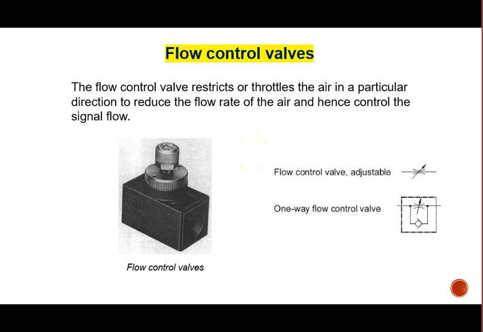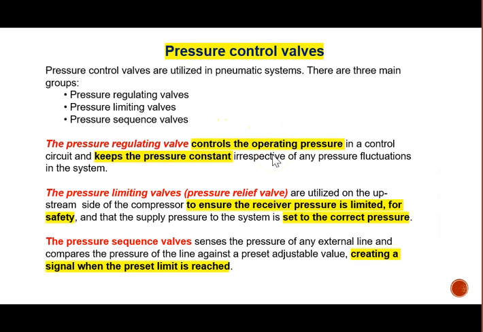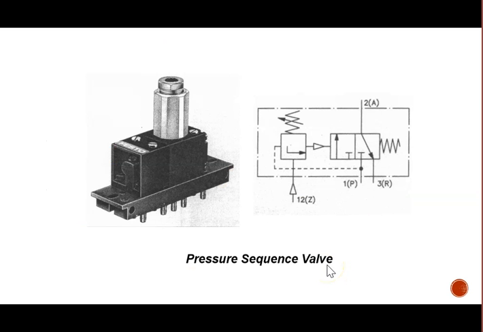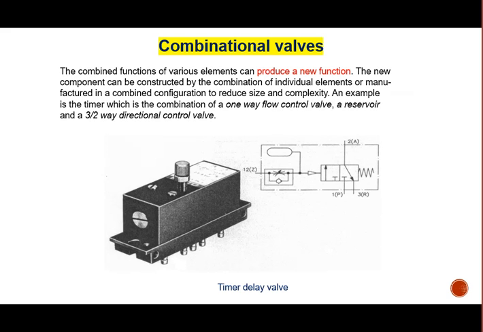Okay, and to reduce the flow rate, you control the flow rate of the compressed air. And pressure control valves are usually used for regulating, limiting, and sequencing. So it's a combination of control valves involved in the pneumatic circuit. Okay, these are the pressure sequence valve. Okay, and these are the combination valve.